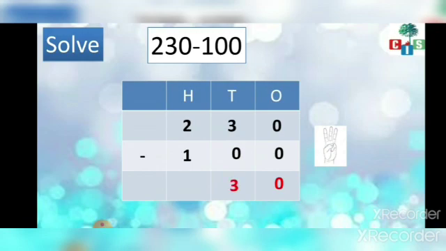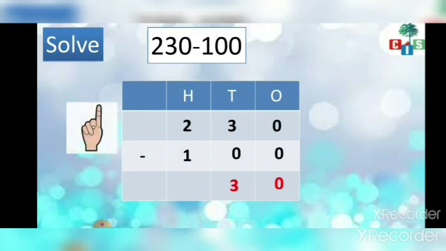Now we will move to the hundreds column. 2 minus 1. So it's a backward counting. We are doing subtraction. 2 minus 1. You will get answer 1. So 230 minus 100. You get the answer 130. So students, we have done today.